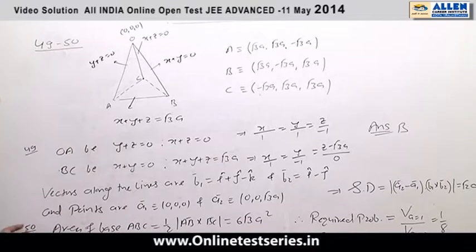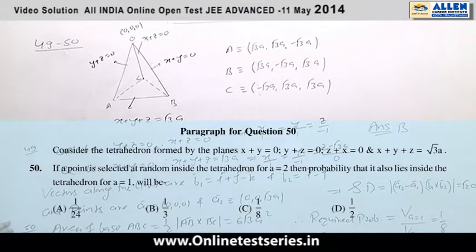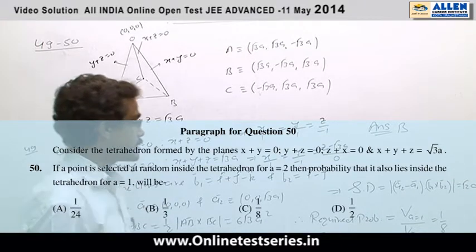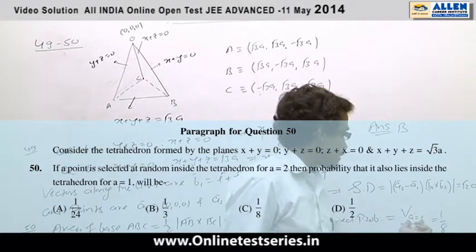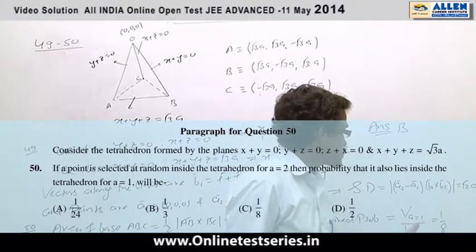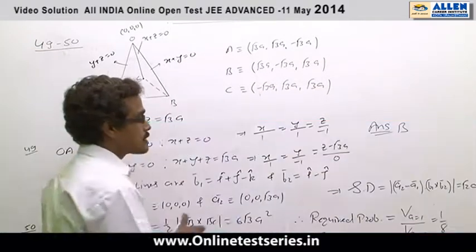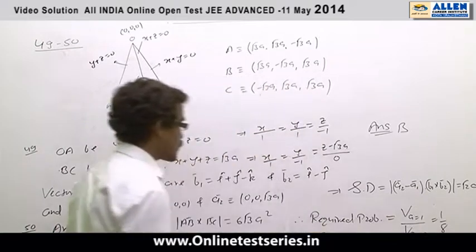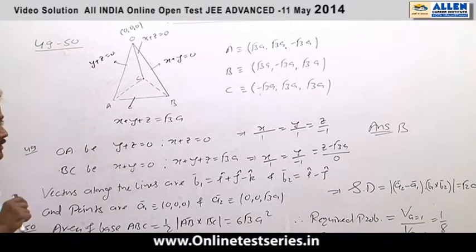Now in question number 50, we have to find the probability that if a point is selected at random in the tetrahedron for a is equal to 2, then it should also lie in the tetrahedron for a is equal to 1. So first we have to find the volume of the tetrahedron.